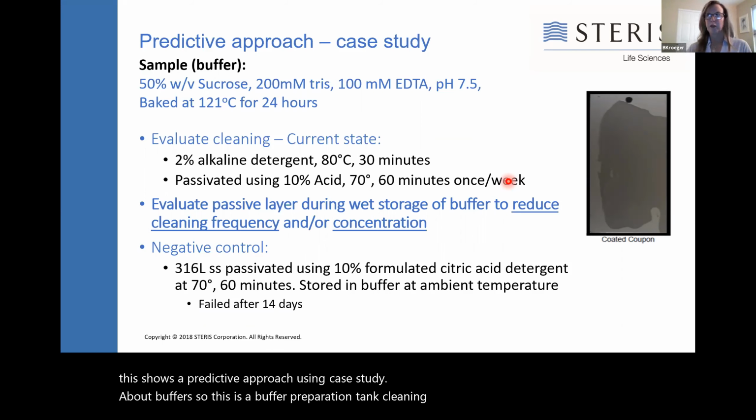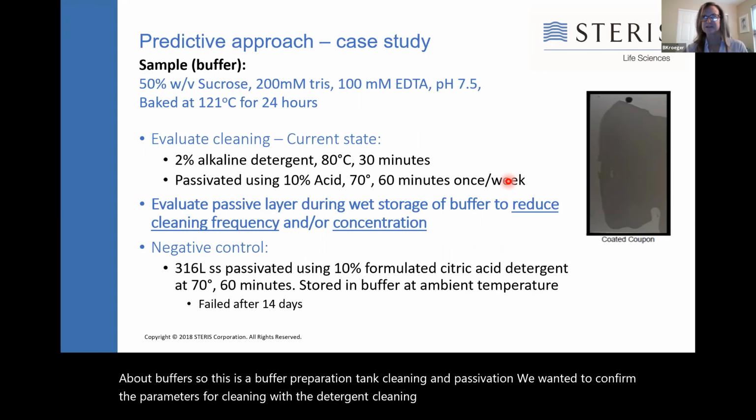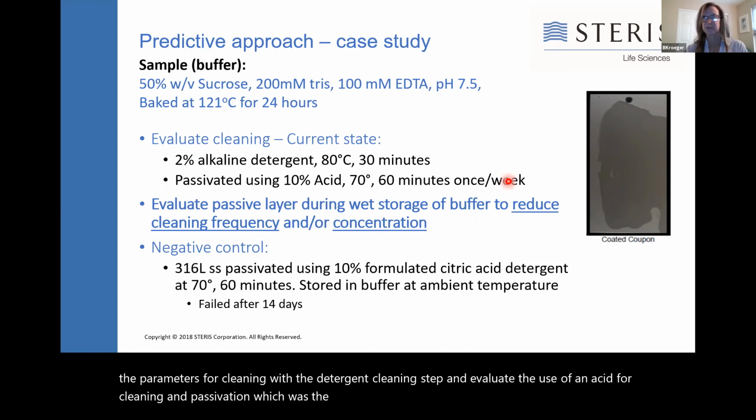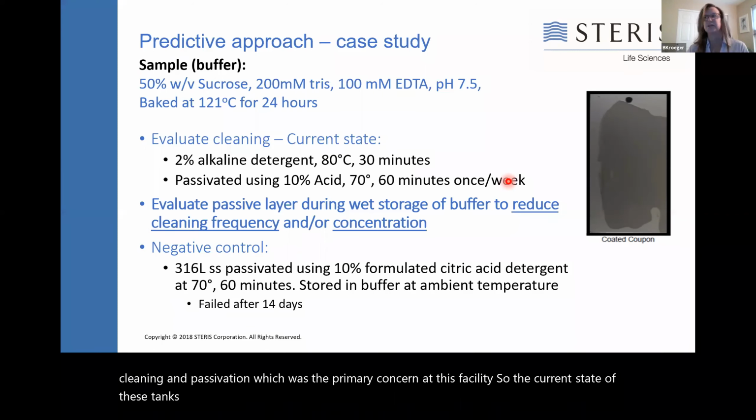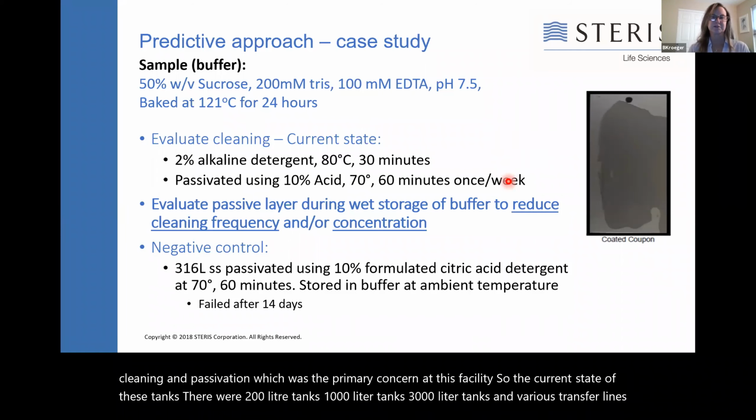We wanted to confirm the parameters for cleaning with a detergent cleaning step and evaluate the use of an acid for cleaning and passivation, which was the primary concern at this facility. So the current state of these tanks: there were 200-liter tanks, 1,000-liter tanks, 3,000-liter tanks, and various transfer lines, and they showed no visible signs of rouging.